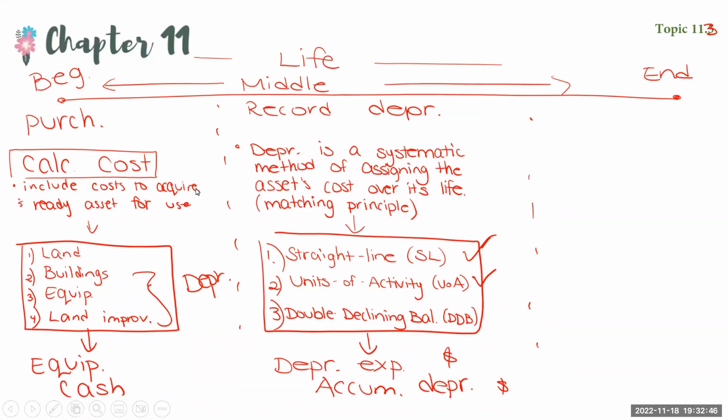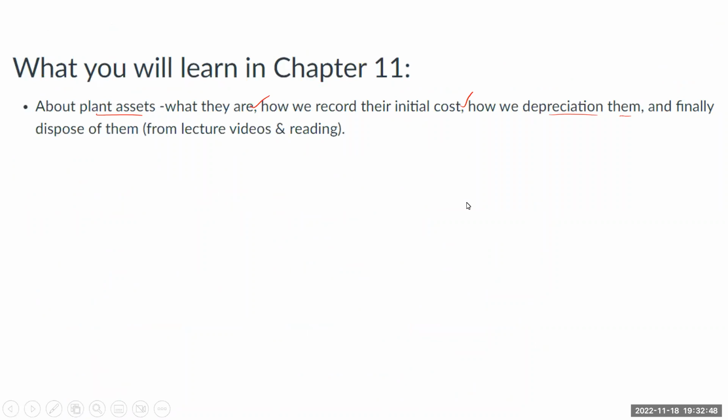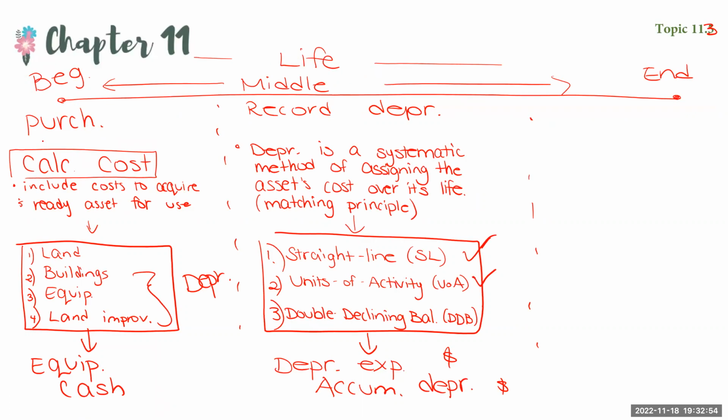All right, on to our last topic in this chapter, disposal of plant assets. So remember we were talking about the life cycle of a plant asset. At the beginning, we buy it. Throughout its life, we record depreciation using one of those three methods we talked about. Now we're at the end of the asset's life. At this point, we dispose of the plant asset.